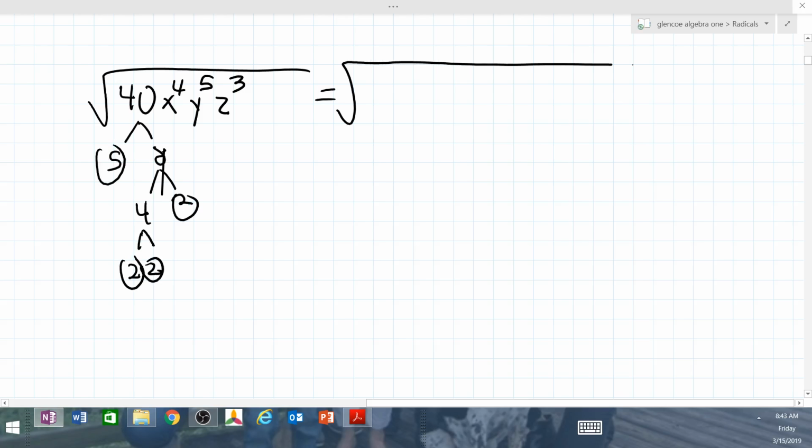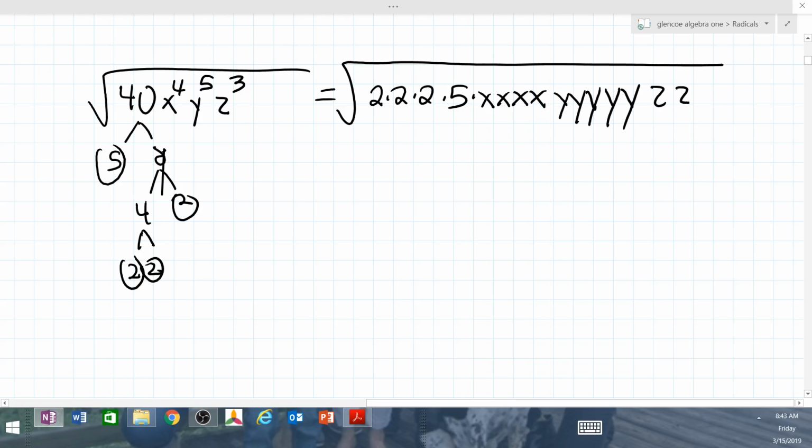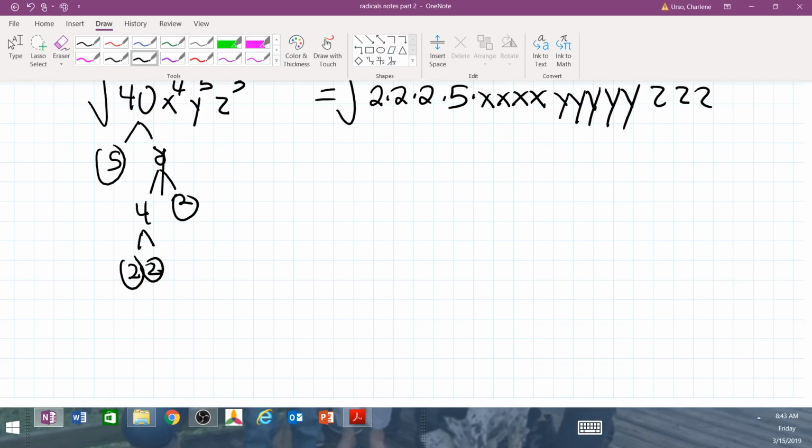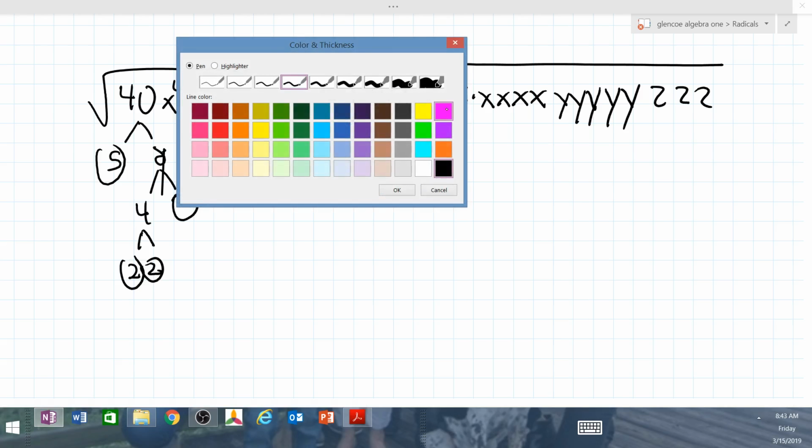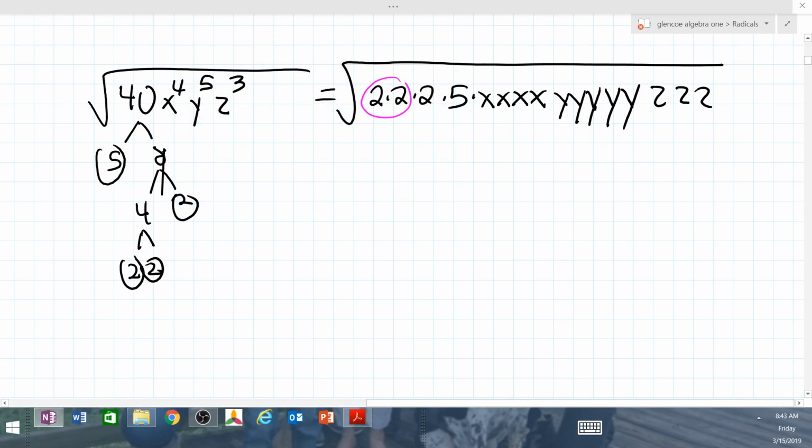And then we prime factor all of the variables as well. So it's 3 2's, a 5, 4 x's, 5 y's, and 3 z's. And so now we're playing Go Fish. We're looking for our pairs. We're circling our pairs. We have a pair of 2's. We have 2 pairs of x's. We have 2 pairs of y's and a pair of z's, which would give me 2x squared, y squared, z.